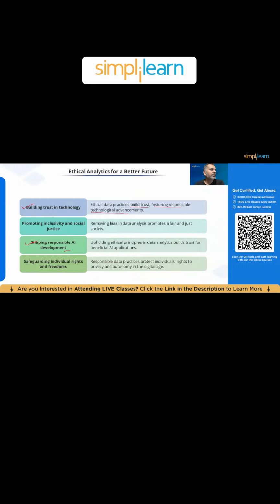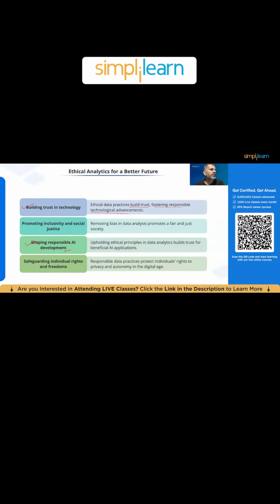And then safeguarding individual rights and freedom. So when you introduce privacy rules, when you introduce enough security, that helps you to safeguard individual personal information as well. It also preserves the individual's rights over the information. Right. So if the user is ready to share his personal information, that is okay. If it is not shared, that is also okay.